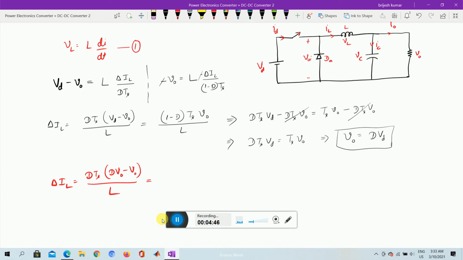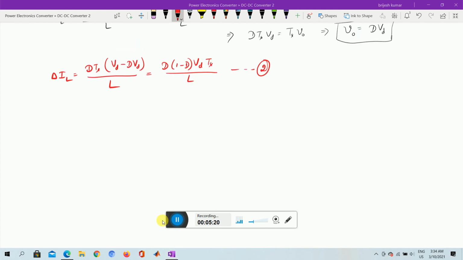This is not the right expression. Here it is Vd minus V0, where V0 is d times Vd. So I can get the value as d times (1 minus d) times Vd Ts by L. This is what we are going to get. Delta IL is equal to this much. Now, this is one very important equation, the delta IL value.